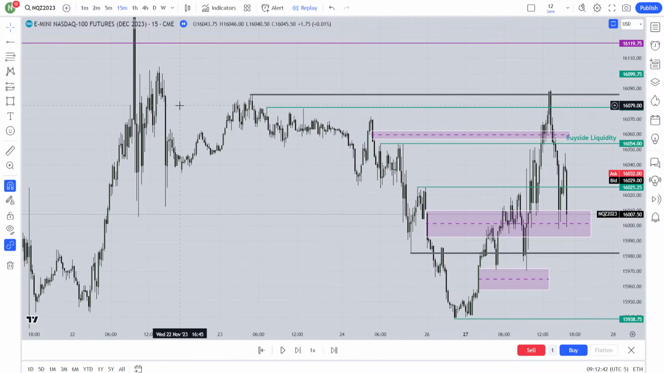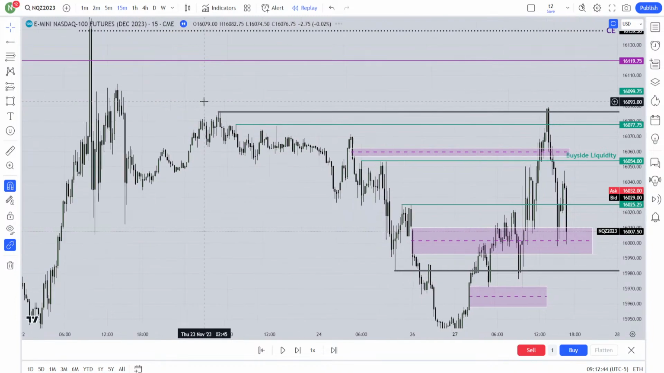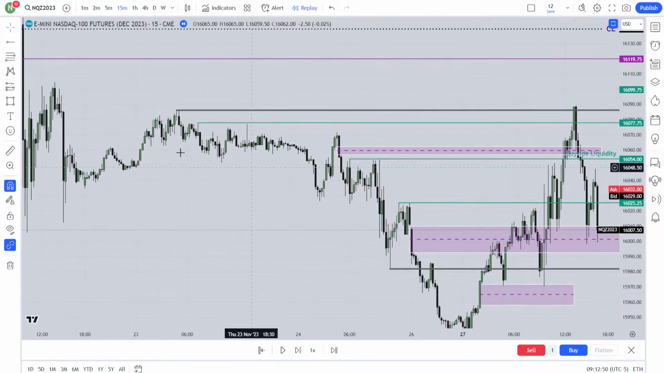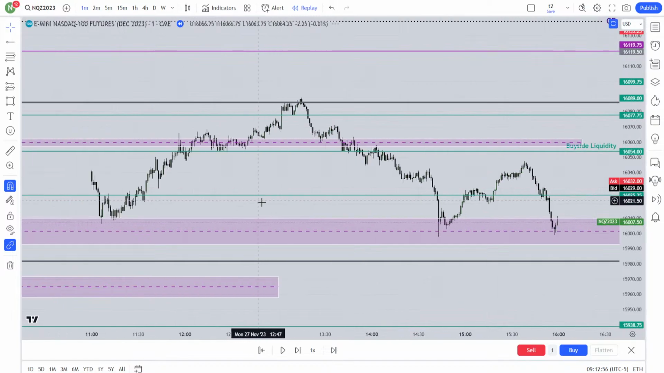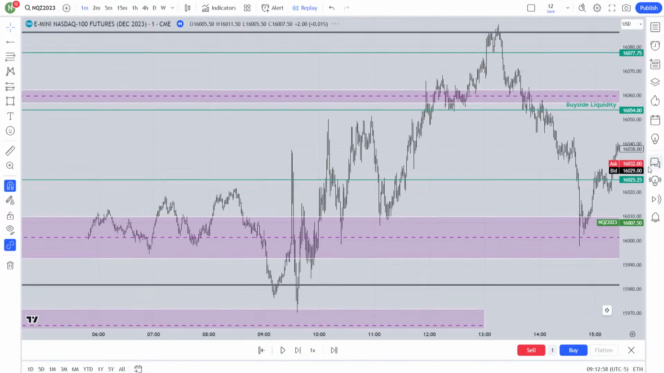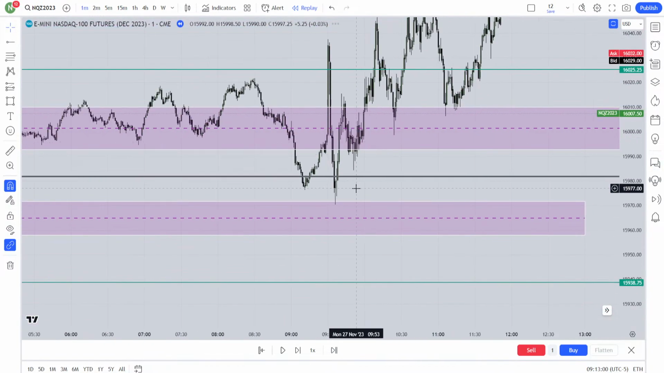Is there any fair value gap over here? I don't see a fair value gap. Yeah, you can mark it, or you can just let it go, because it has been traded over here so many times. Now I will go to the 1-minute chart. Okay, now I am in the 1-minute chart.